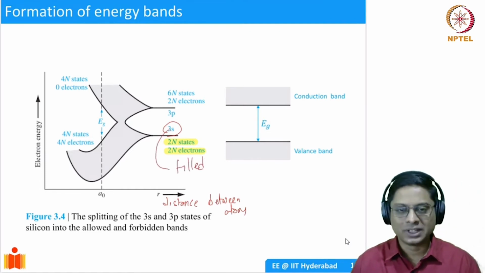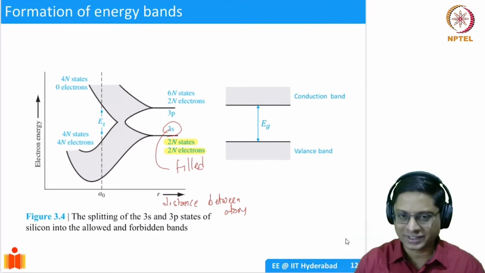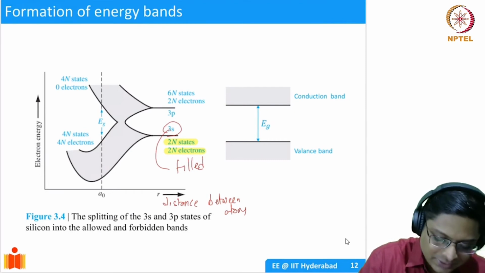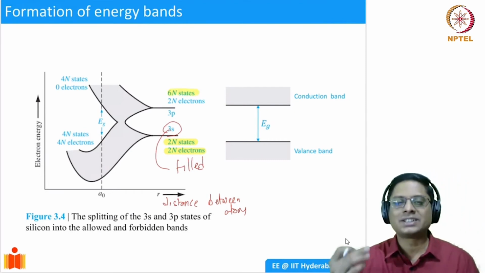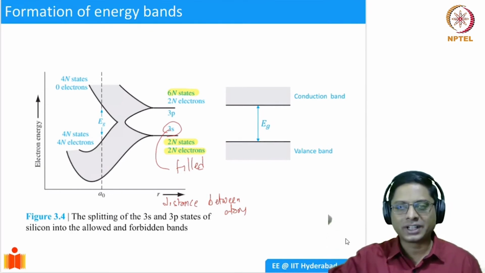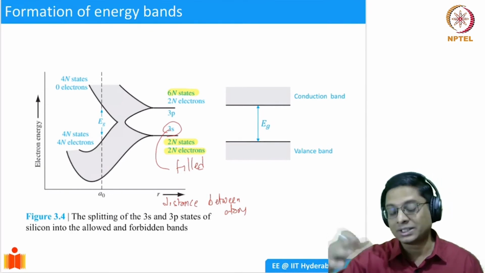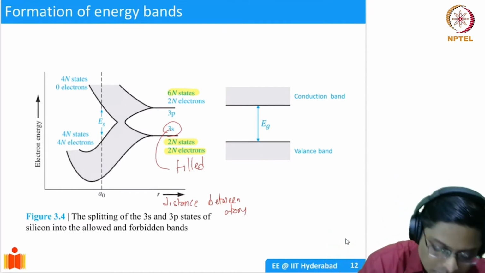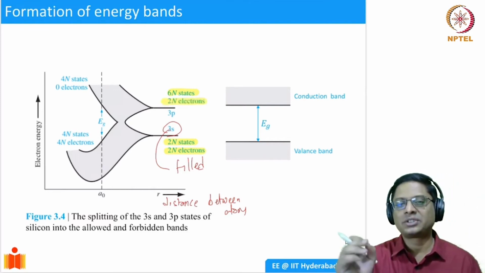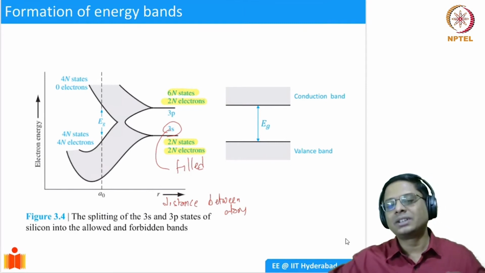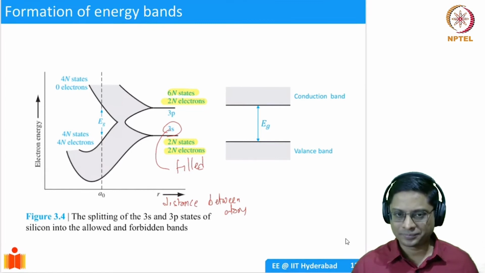What happens to 3p? We saw that the 3p energy level is higher than 3s, right? And how many states do you have? 6 states. Each atom will have 6 states because there is threefold degeneracy, and each of them can take 2 electrons. So 6n states are available, but only 2n electrons, because each atom's 3p has only 2 electrons. So in total it has 2n electrons. This is what happens when the atoms are far apart.